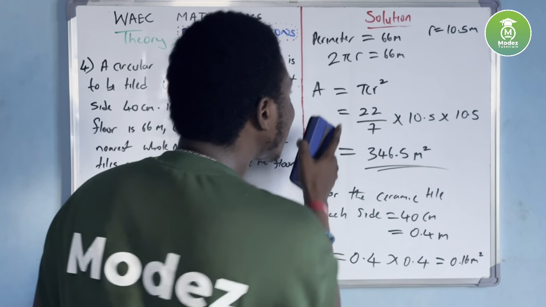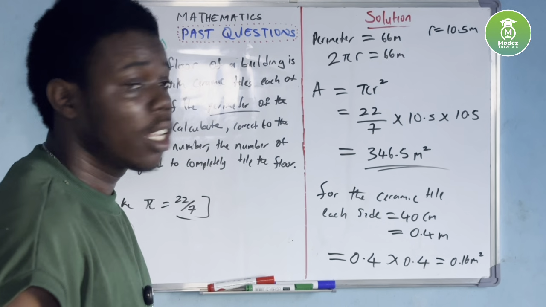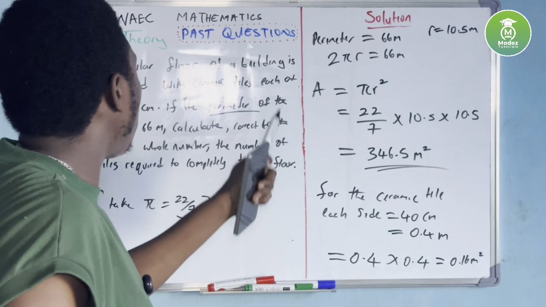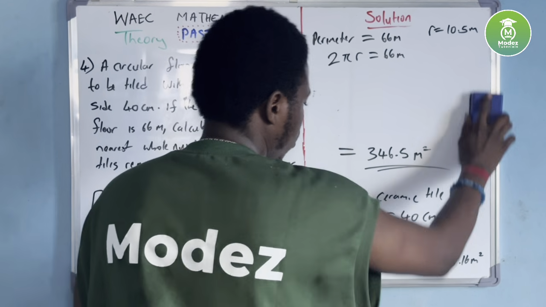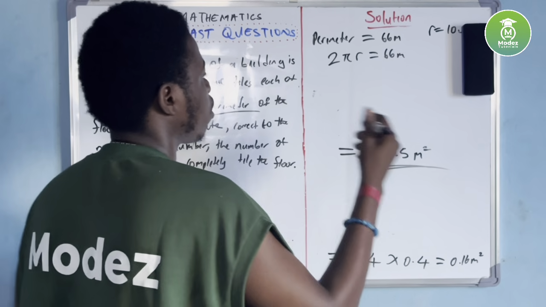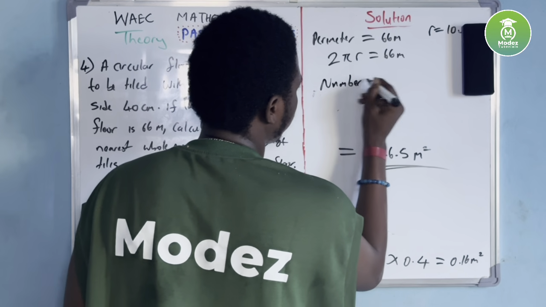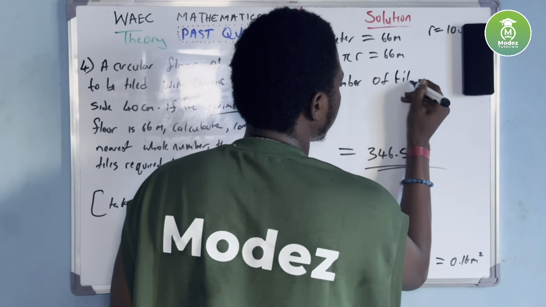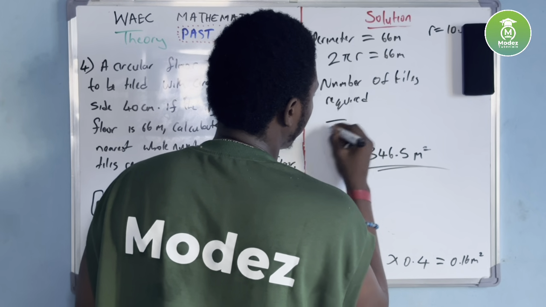Now, in order for you to get the number of tiles required, I told you that what? Number of tiles required is equal to what?